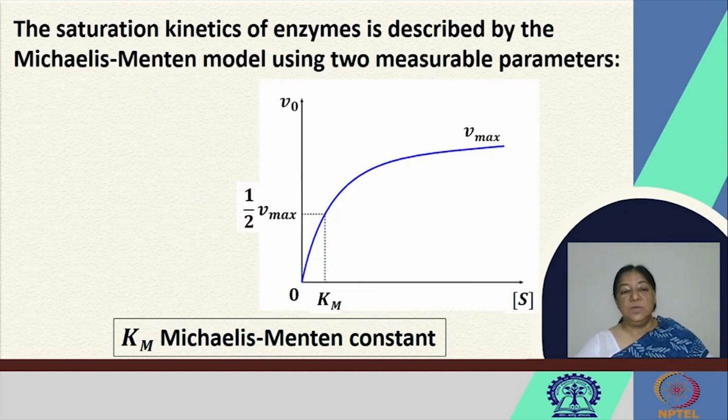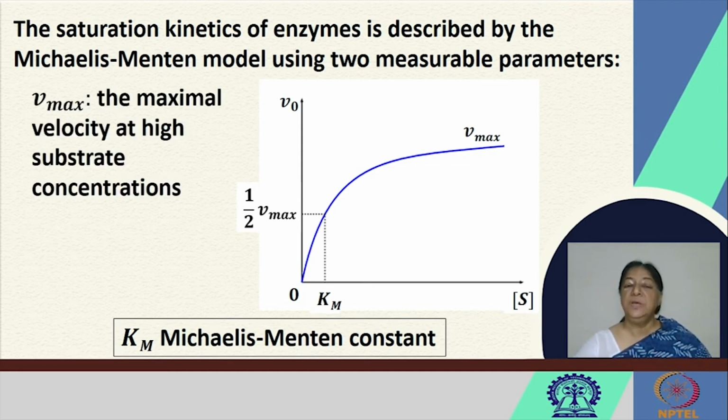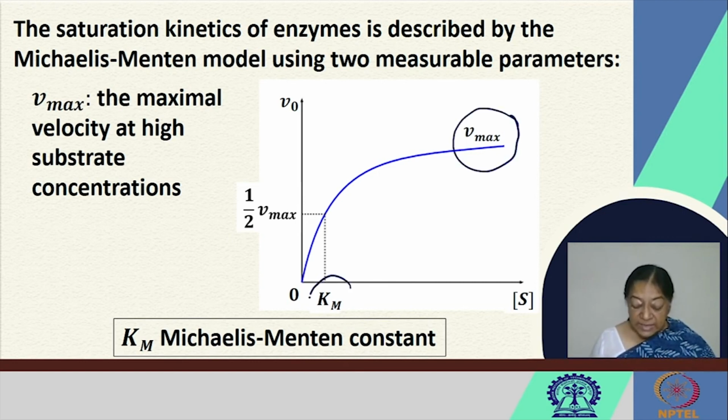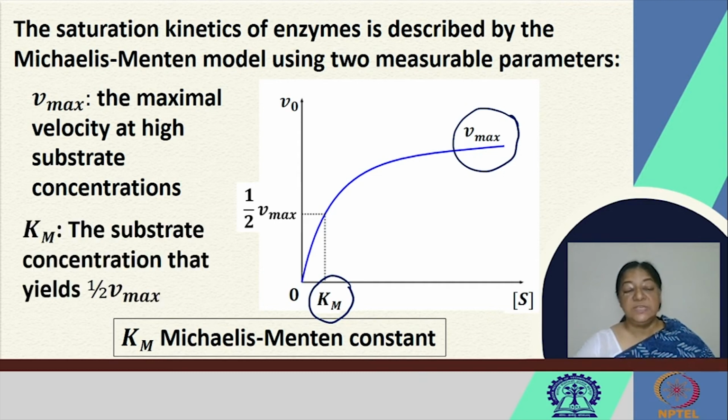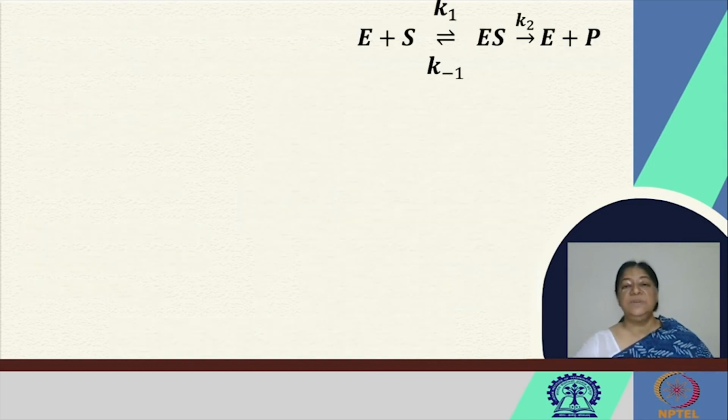So the Michaelis-Menten constant gives us a constant that is useful in comparing substrates, and the saturation kinetics of enzymes is described by these two measurable parameters, that is the Vmax of the reaction and the Km of the reaction. This is what describes our enzyme kinetics. So it is the substrate concentration that yields half of the Vmax, and Vmax is the maximal velocity at high substrate concentrations. So let us look at various possibilities.